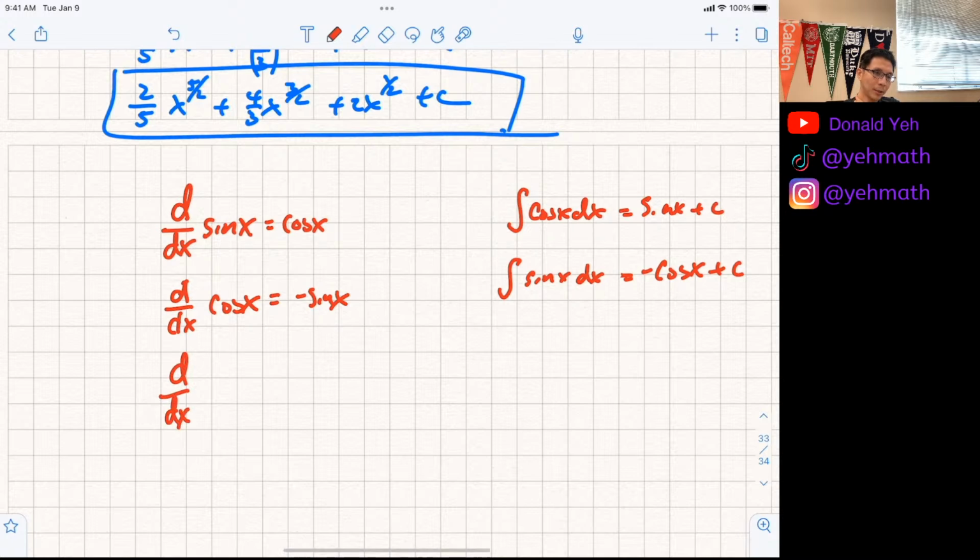So d/dx of tangent of x is what? Secant squared of x, right? So integration of secant squared of x dx is equal to what? Tan of x plus c. So far, any questions?